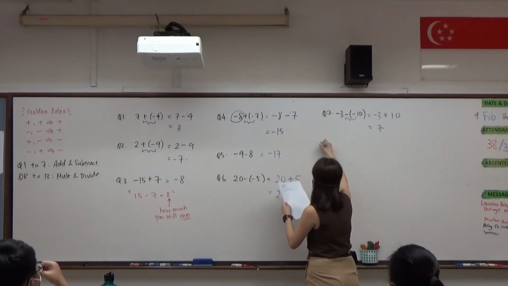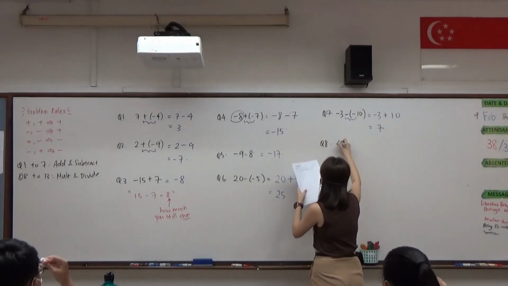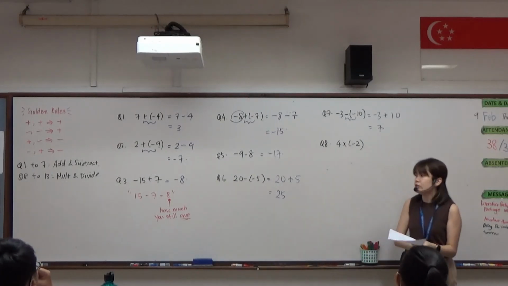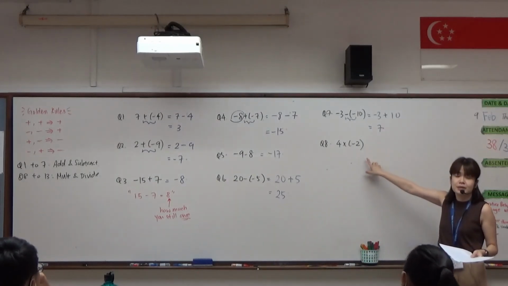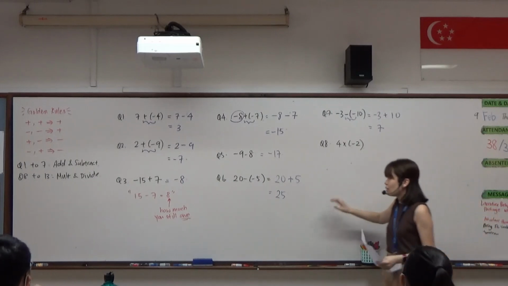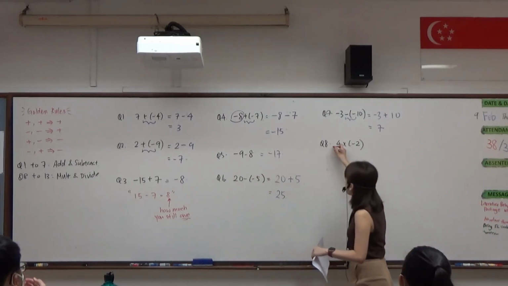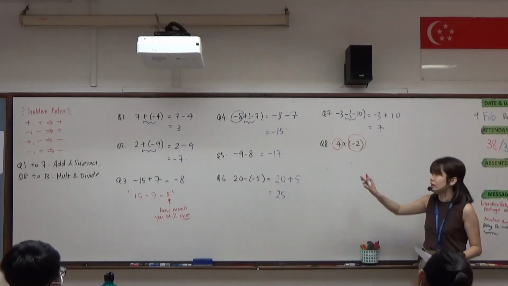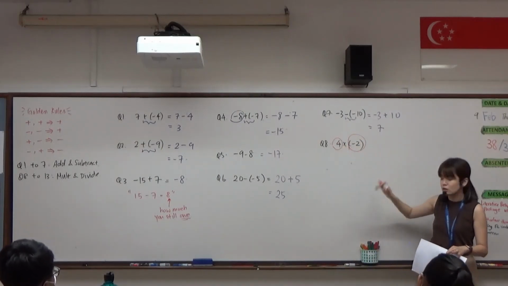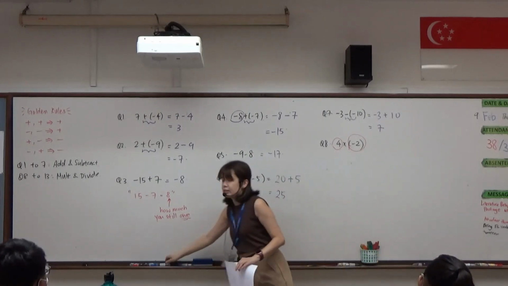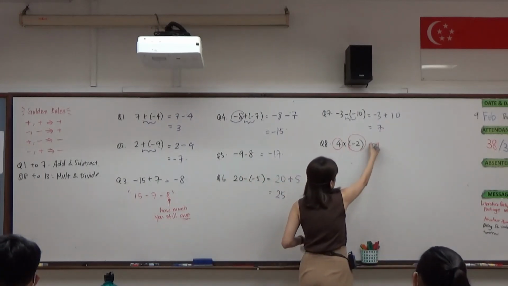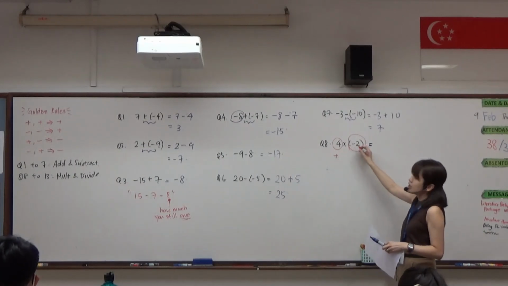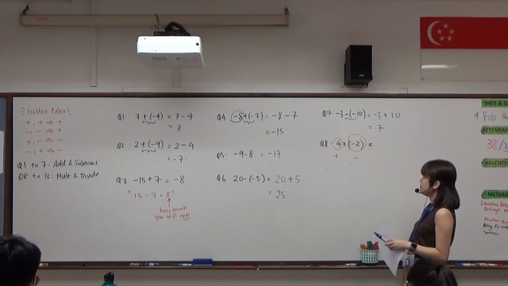Next, question 8. We have 4 times negative 2. Okay. Now we're looking into multiplication and division. For multiplication and division, what we do is we look at the positivity and negativity of the numbers as a whole to decide is it going to be positive or negative. So this 4 over here is positive, where negative 2 is negative.